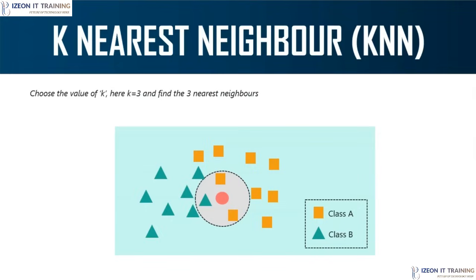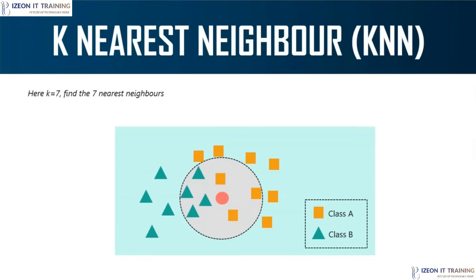So at k is equal to 3, the neighbors include two squares and one triangle. So if I were to classify the new data point based on k equal to 3, then it should be assigned to class A, correct? It should be assigned to squares. But what if the k value is set to 7? Here I'm basically telling my algorithm to look for the 7 nearest neighbors and classify the new data point into the class it is most similar to, right? So at k equal to 7, the neighbors include 3 squares and 4 triangles. So if I were to classify the new data point based on k equal to 7, then it would be assigned to class B, since a majority of its neighbors are from class B.